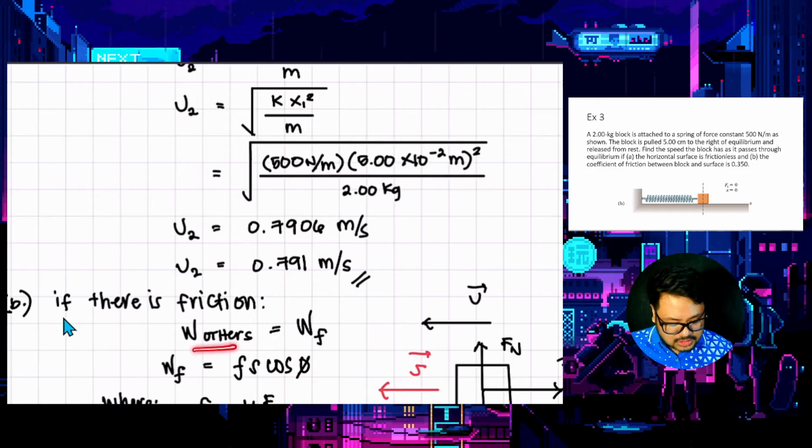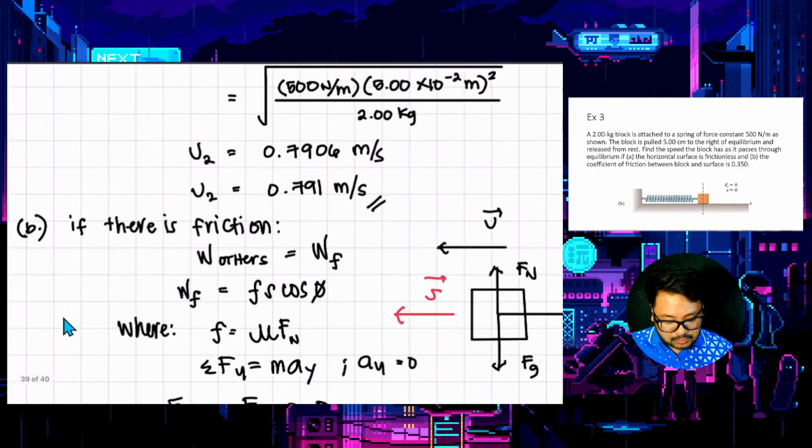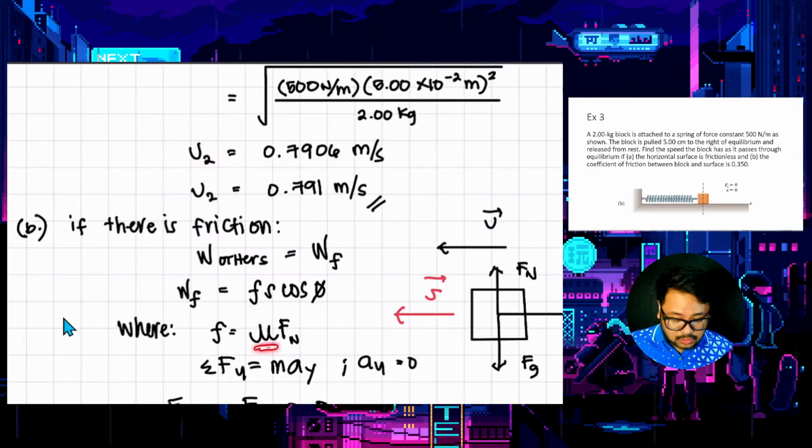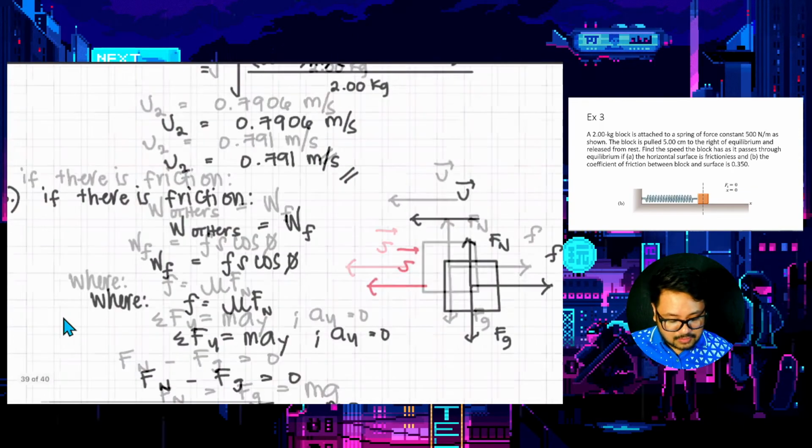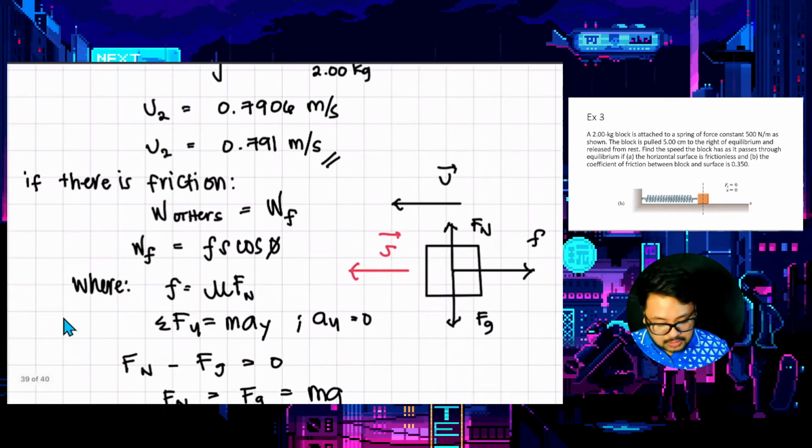So work by others is just equal to the work done by friction, wherein work done by friction is just equal to Fs cos phi. Our friction force is just equal to mu, the coefficient of kinetic friction because it is already moving, times the normal force. How will we get the normal force? Then we have to go back to the FBD, where the summation of forces in y is equal to m a_y, wherein a_y is equal to 0.